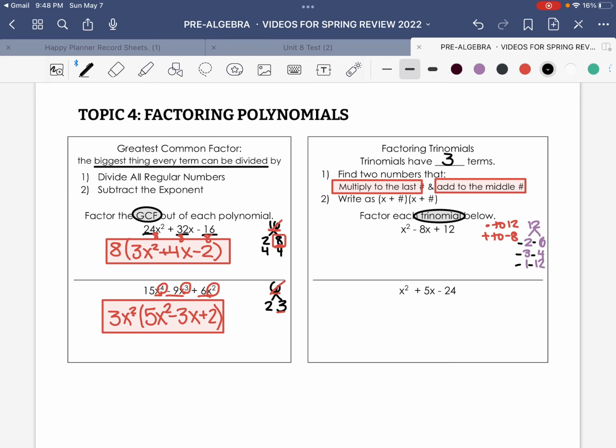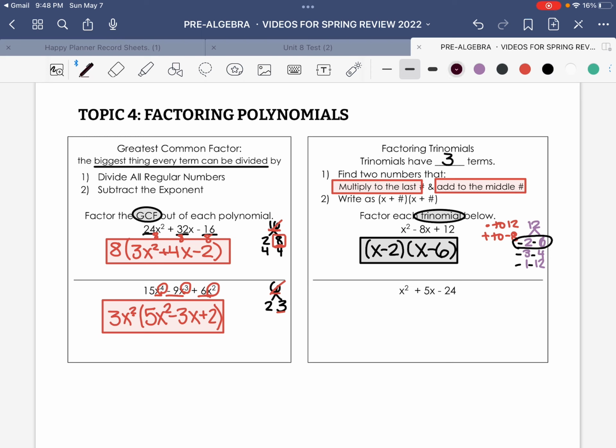Now, this is the one that adds to negative 8, negative 2, and negative 6. Then you just put that next to x in parentheses like this, and that is your answer.